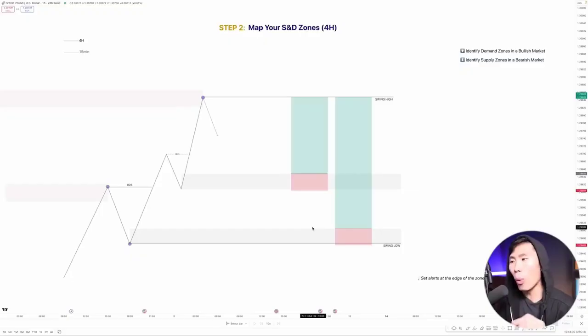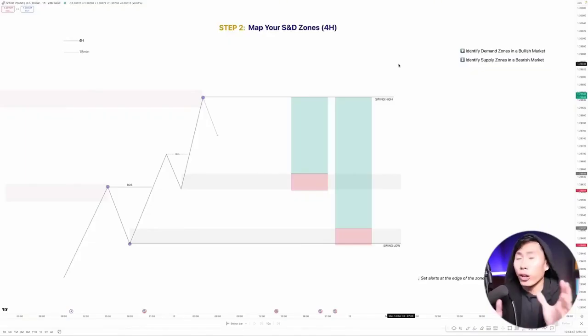So now this is where I would advise you to set the alert at the edge of the zone that you want to trade from. And right now you might be asking me, Brad, which zone is price gonna respect and start going up? Let me tell you the honest truth. I am not a fortune teller. I don't have a freaking crystal ball. I don't know which zone price is gonna respect. And the thing is, you don't need to know in order to make money.